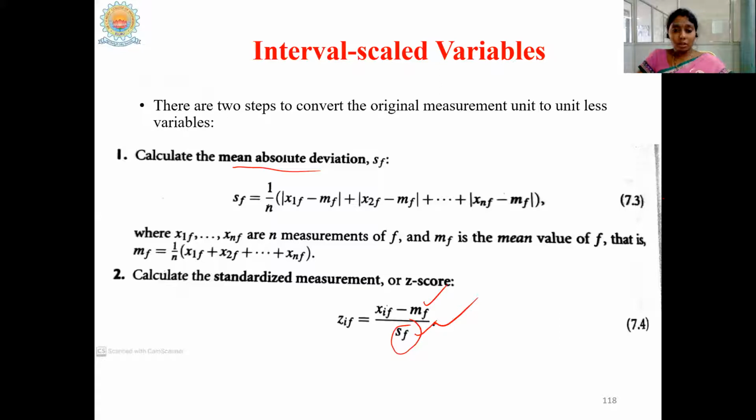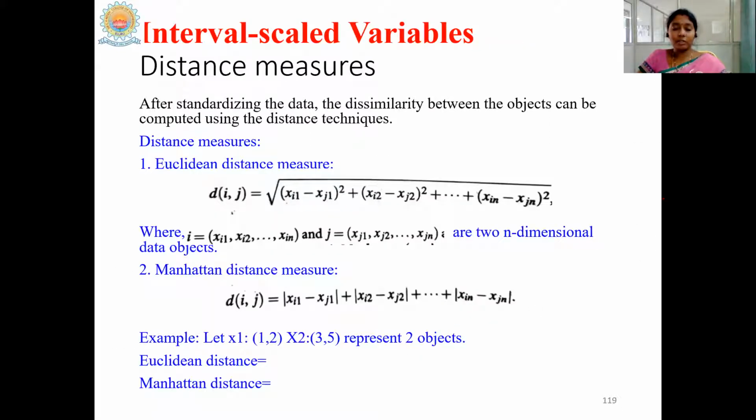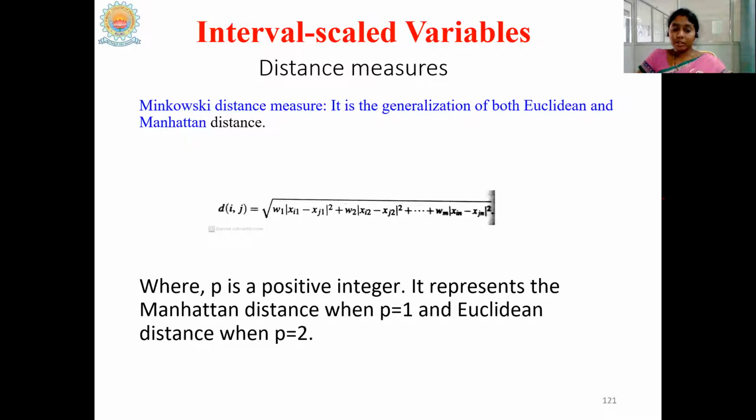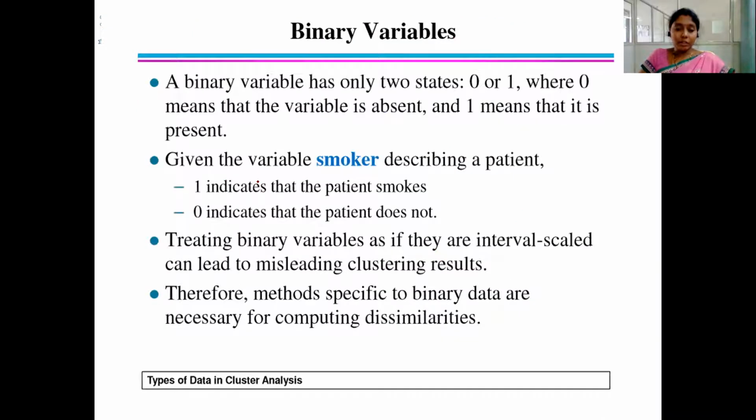Once the data is standardized into a fixed specific form, we can go for the calculation. For that we have familiar distance measures. Three distance measures are there: Euclidean distance, Manhattan distance, and Minkowski distance. You can use any of the formulas, and this formula is wrong. I will change it. By mistake, I pasted some other formula.